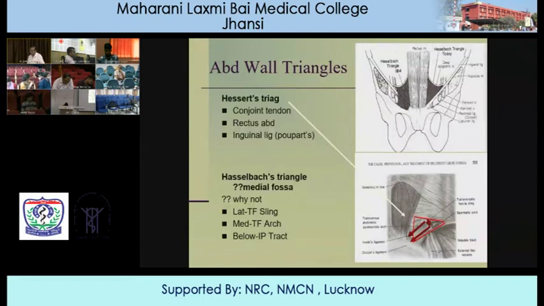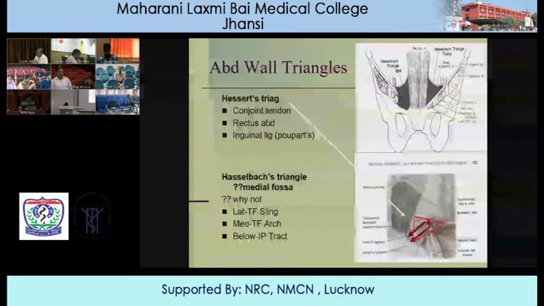But initially, when it was described for the first time, in the early 19th century, it was basically this. It was covering the whole of the myopectineal orifice. That's what we just now told you. The full shot of the orifice. That was the whole of it, the Hesselbach's triangle, which we now understand as the triad of Hesselbach. Right? And then came the new definition, which still sticks.